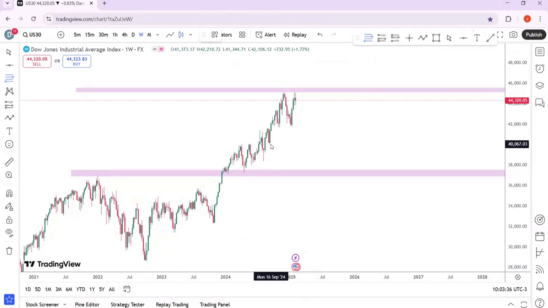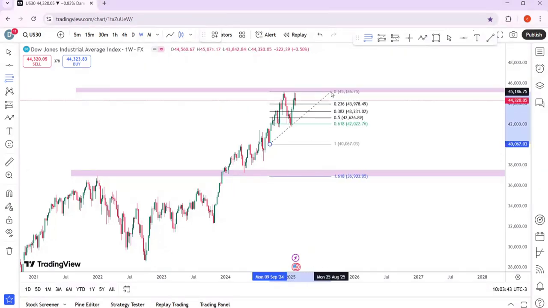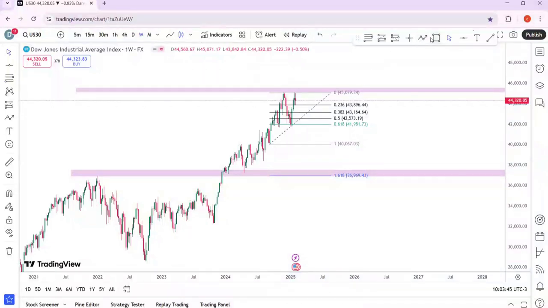So what am I going to do? I'm going to bring out my Fibonacci from the exhaustion that begins the new fractal. So that is from the low right here to the high right here. And we can see clearly that prices rejected the 61.8.